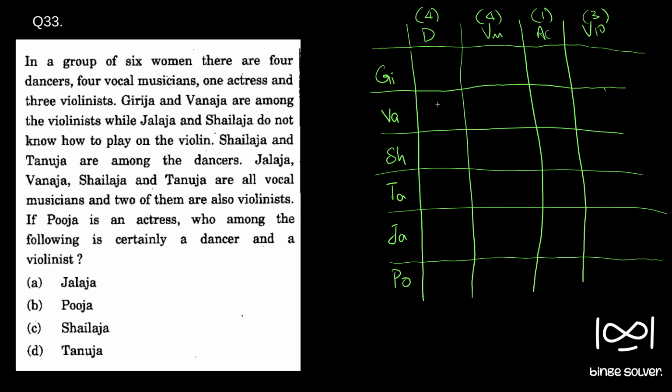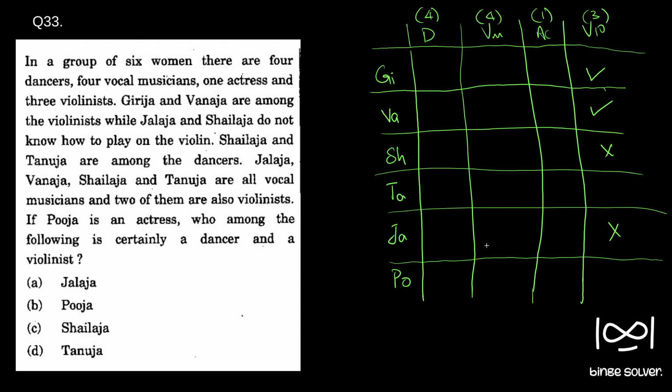It is given Girija and Vanaja are among the violinists, while Jalaja and Shailaja do not know how to play the violin. So there are 3 violinists here. Already 2 are marked. 1 more violinist is either Tanuja or Pooja.